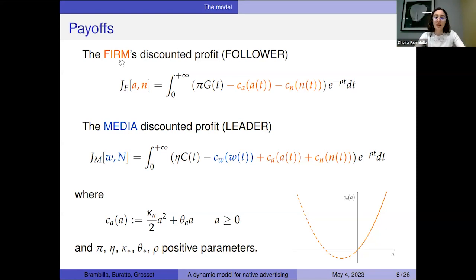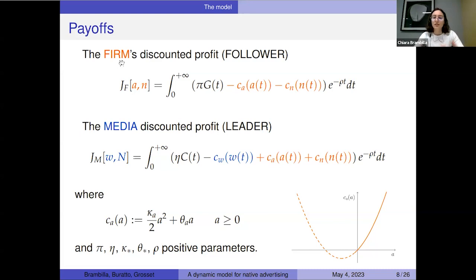While for what concerns the media outlet, also the media outlet that is the leader of the game wants to maximize its own discounted profit with the same discount rate. And of course, the media maximizes this function with respect to its controls that are the investment for credibility W, so the investment for publishing high quality content, and the capital N upper bound on native advertising. Also here in the media payoff, we can see that there is a linear revenue related to credibility, and of course a cost part related to the investment for publishing high quality content.